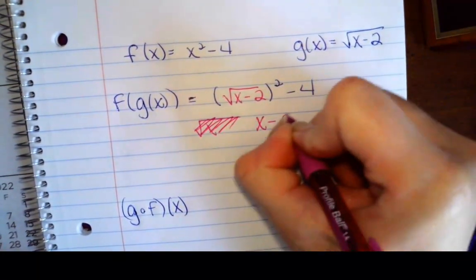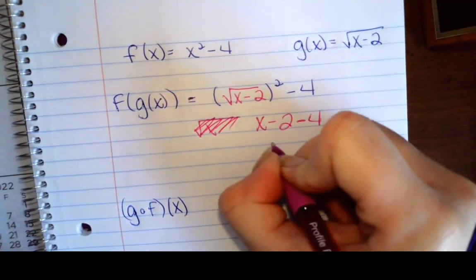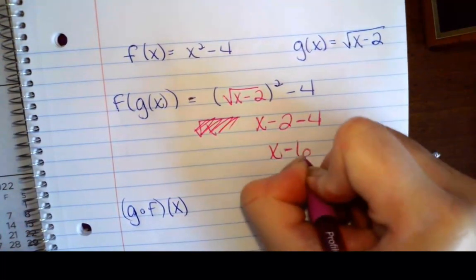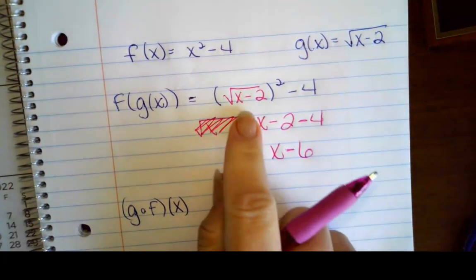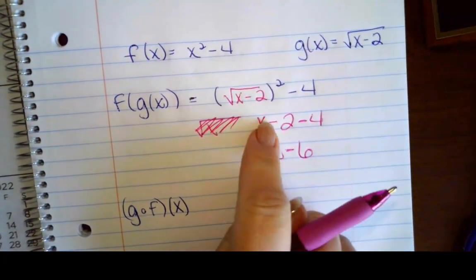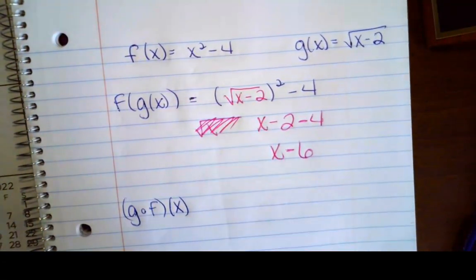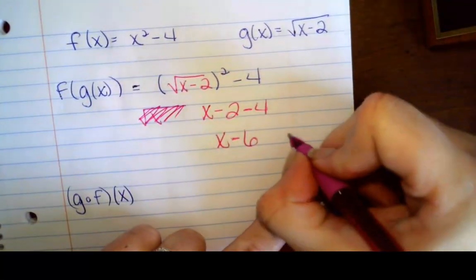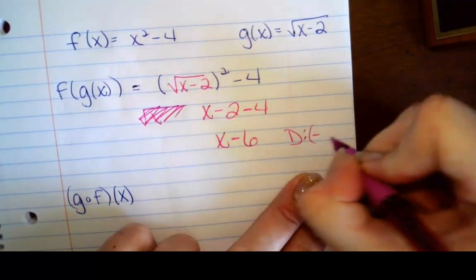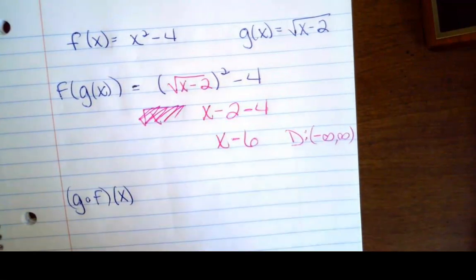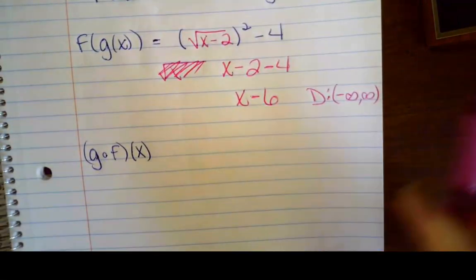I have x minus 2 minus 4, which gives me a final answer of x minus 6, because a square root squared means the argument pops out. And then what's my domain? My domain is all real numbers. There are no variables in denominators, no variables under even roots.